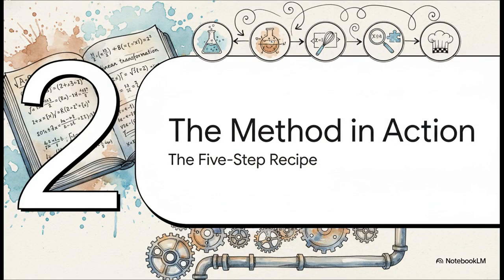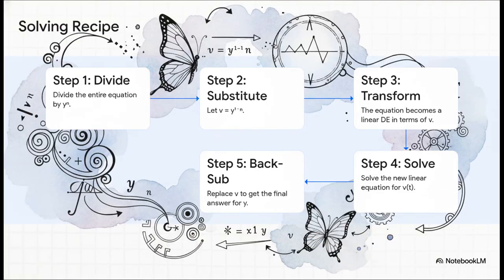And you know what the best part is? This isn't just a one-off trick. This substitution lets us build a simple, repeatable process, a 5-step recipe, really, that's going to work every single time you see a Bernoulli equation. And here's that recipe, laid out nice and simple.